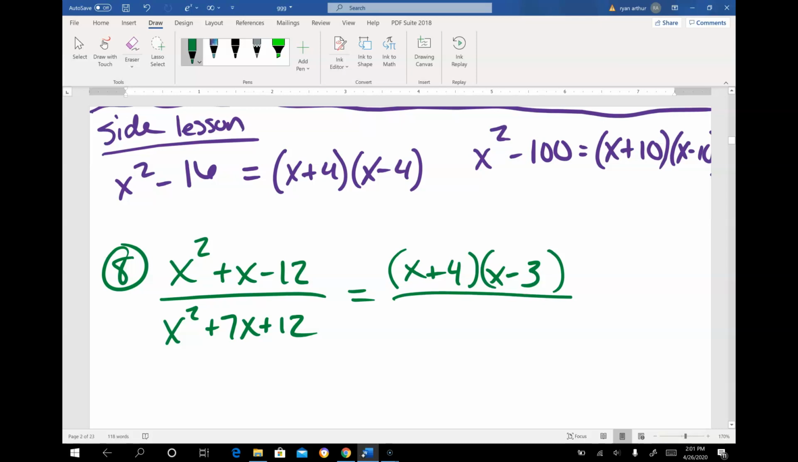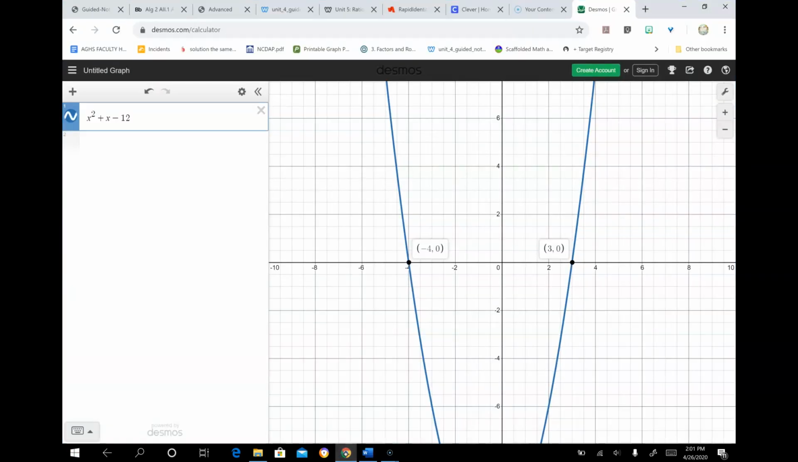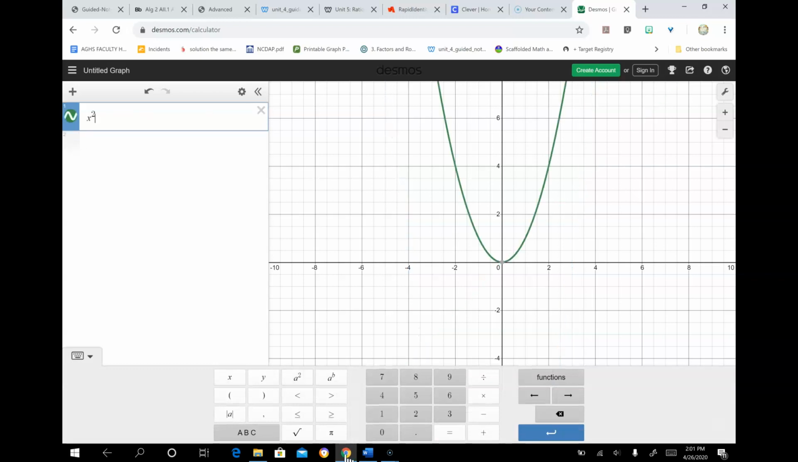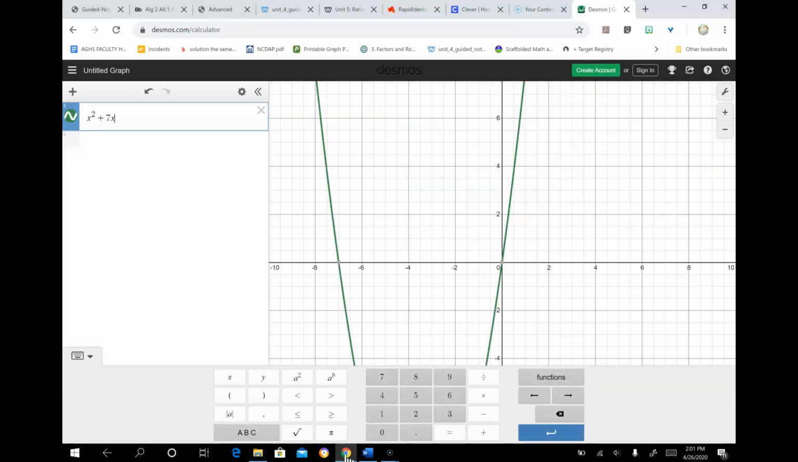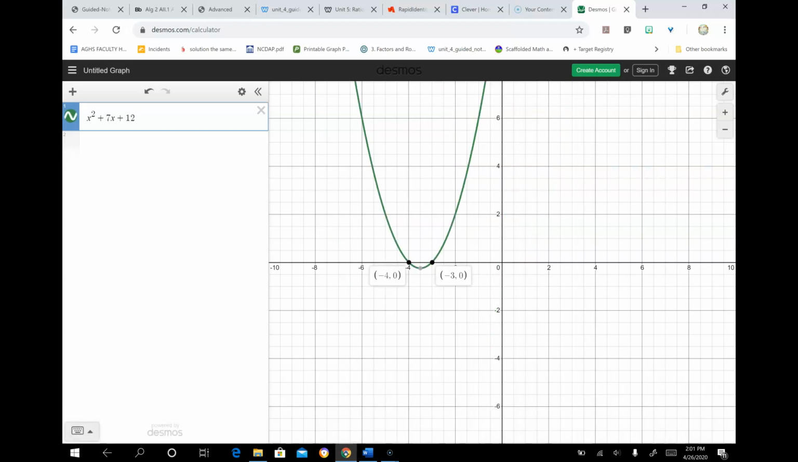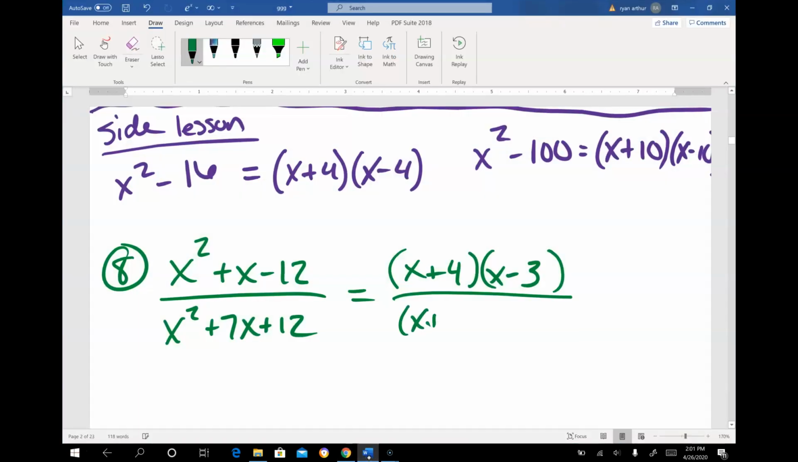Same thing with the denominator. It's x squared plus 7x plus 12, and I get x plus 4, x plus 3.